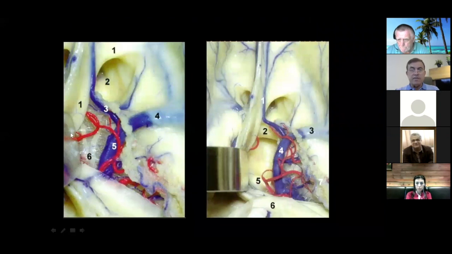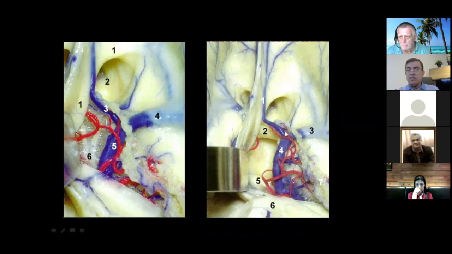Like this, if you just push this body of the fornix, you will see the tela choroidea. By the way, this is the medial posterior choroidal artery coming from P3 of the posterior cerebral artery. If you remove them, you can see the junction of the anterior septal vein with the thalamostriate vein.